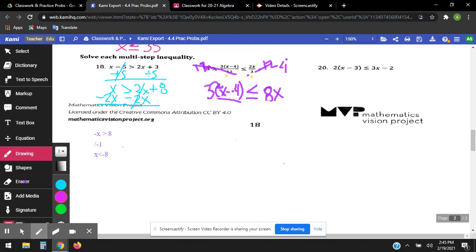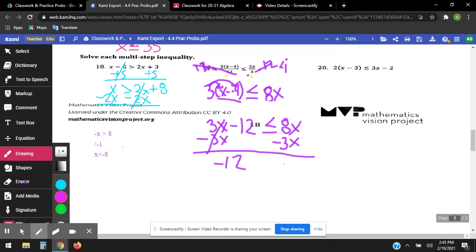So if I distribute my 3, I have 3x minus 12 is less than or equal to 8x. That works a little bit better, doesn't it? So now I can subtract 3x from both sides. Those cancel. Negative 12 is less than or equal to 5x.